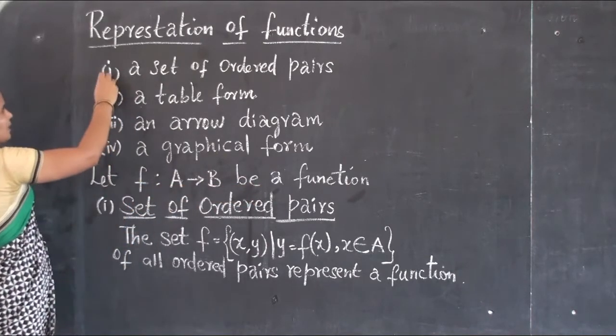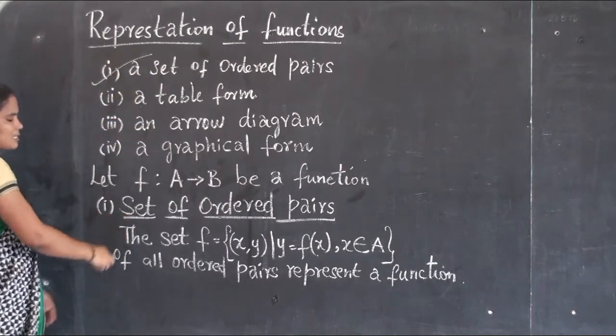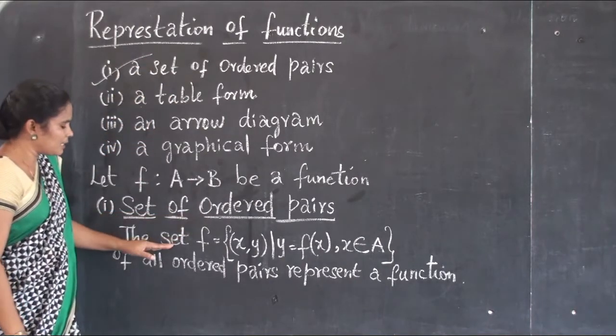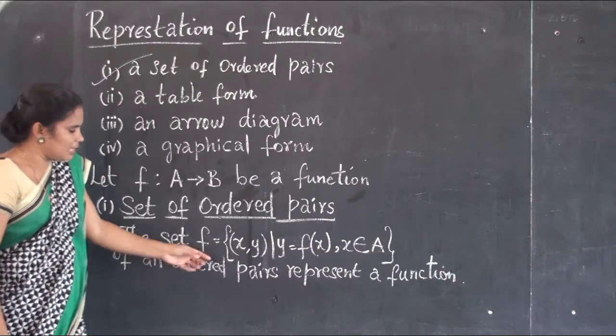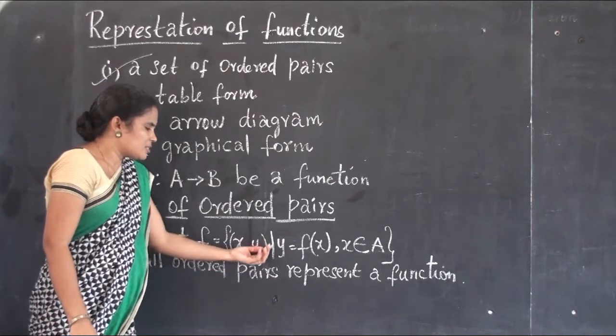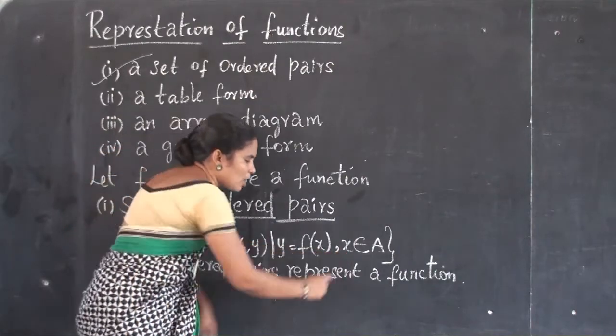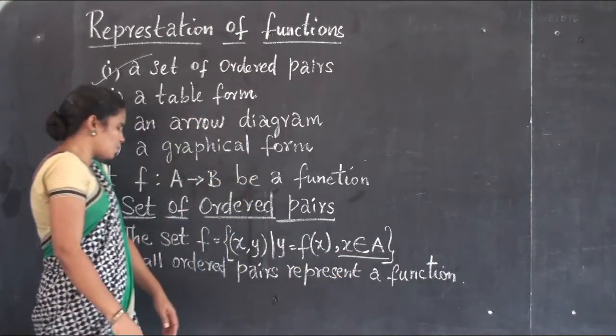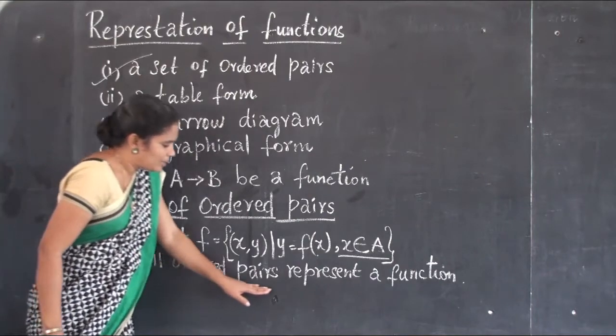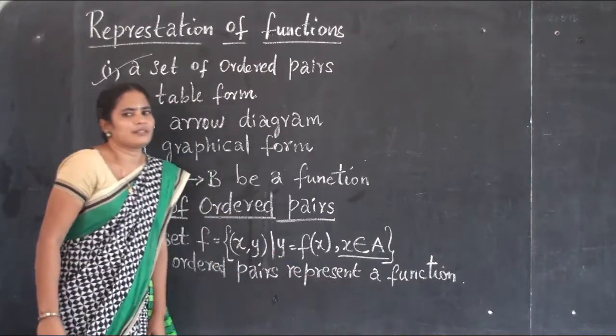First, let us see what a set of ordered pairs is. A set of ordered pairs is nothing but the set f equal to (x, y) such that y is equal to f of x and x belongs to A. All of these ordered pairs represent a function.